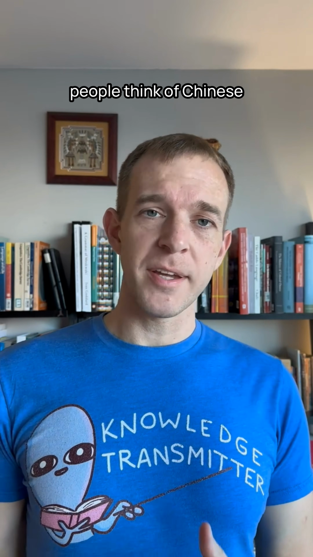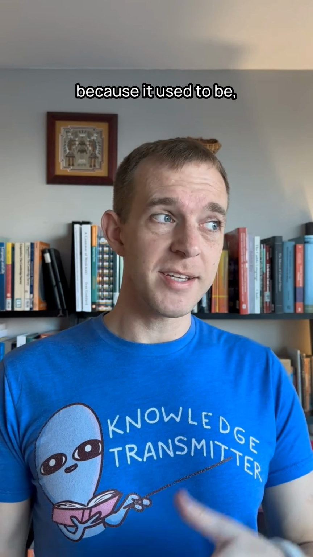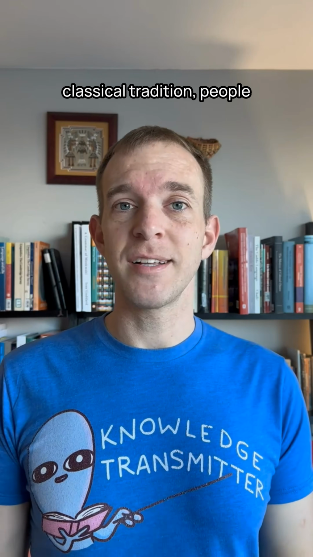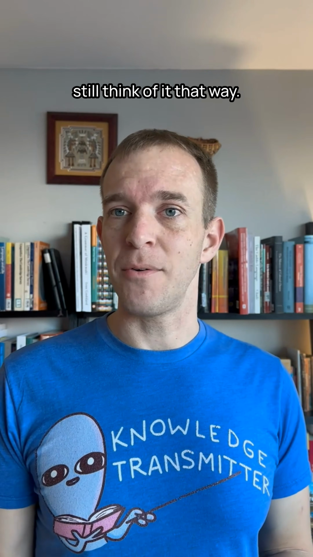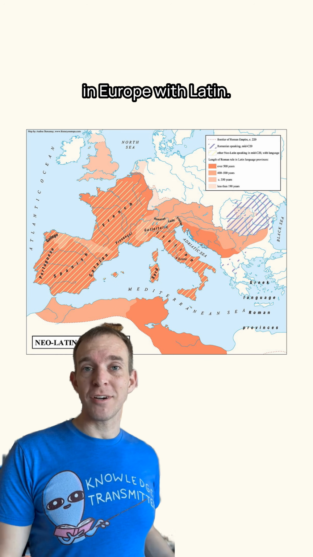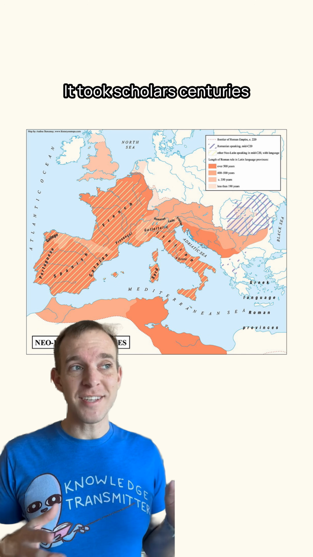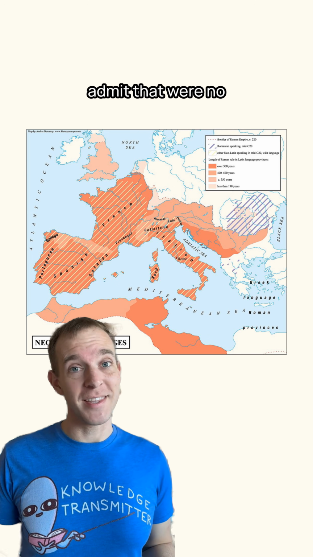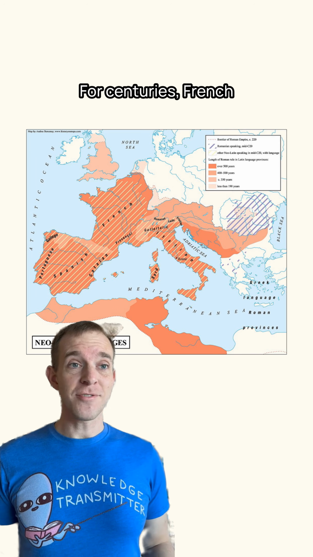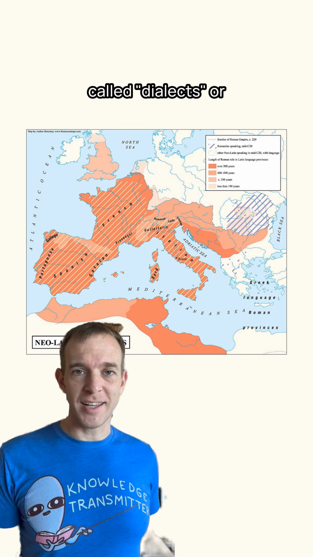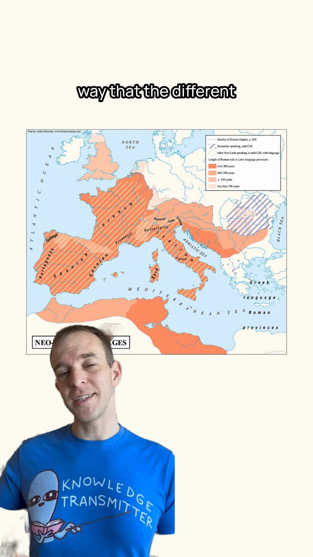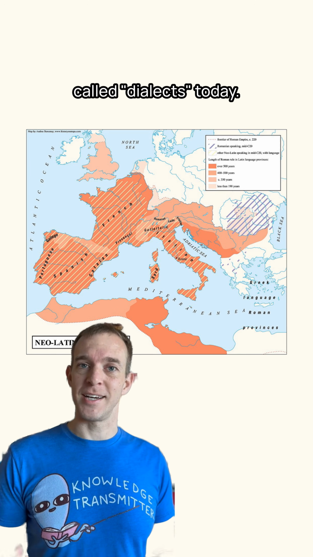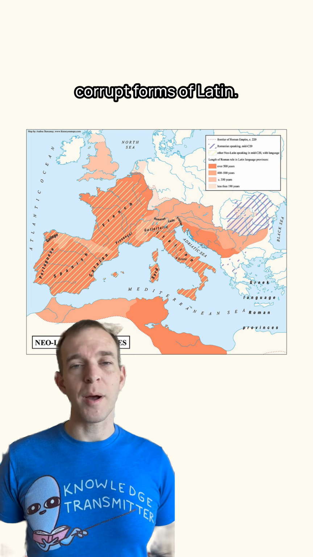The second reason people think of Chinese as a single language is because it used to be, and since that was the classical tradition, people still think of it that way. A similar situation actually happened in Europe with Latin. It took scholars centuries to realize and then admit that they were no longer speaking Latin. For centuries, French and Spanish were just called dialects or vernaculars in the same way that the different Chinese languages are called dialects today. People just saw them as corrupt forms of Latin.